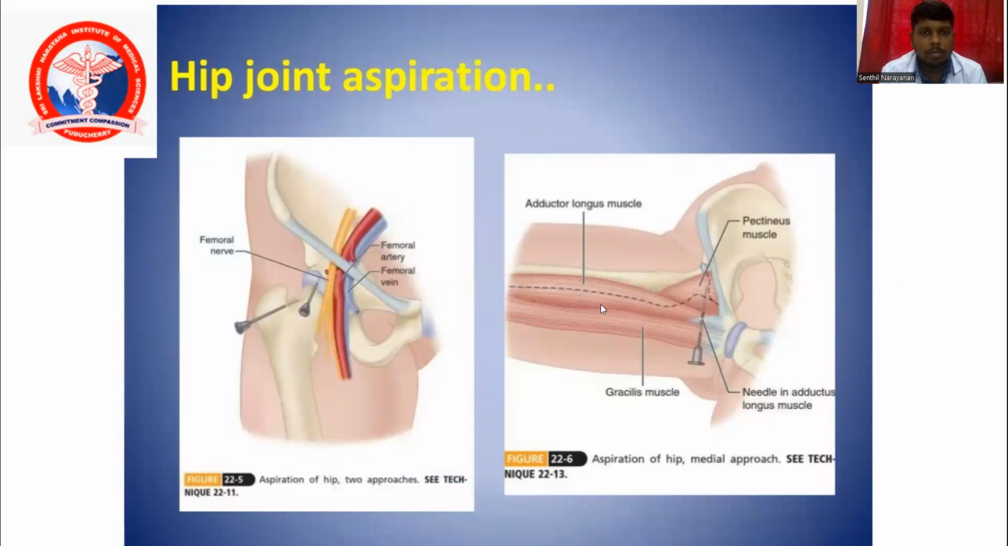So this is the technique of hip joint aspiration. That's an anterior technique, lateral technique. So two approaches: a medial approach and lateral approach. In this, this is the adductor longus muscle, this is the gracilis muscle, and in this medial approach, the needle is inserted through the adductor longus muscle.